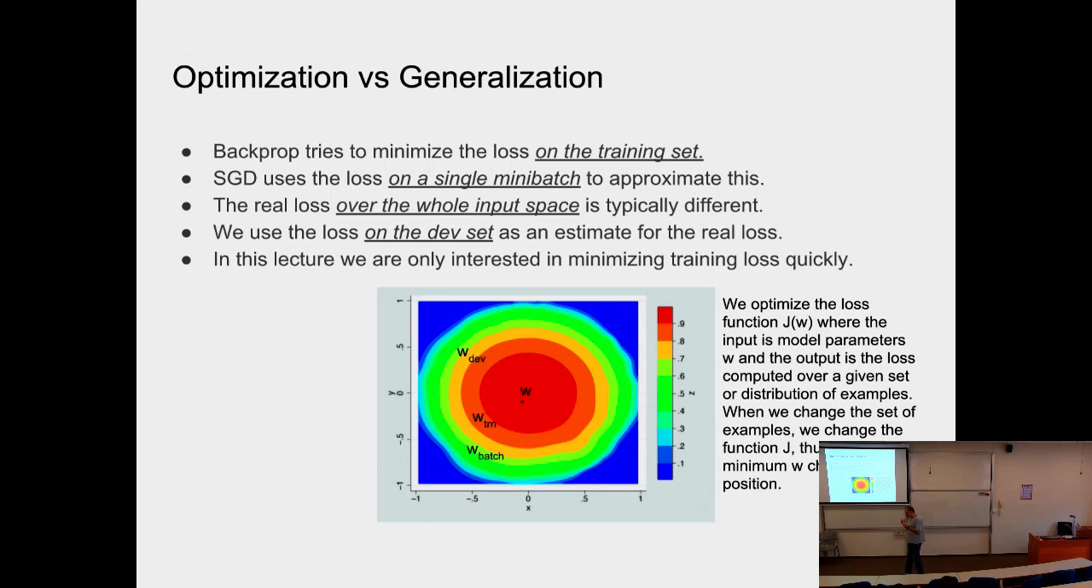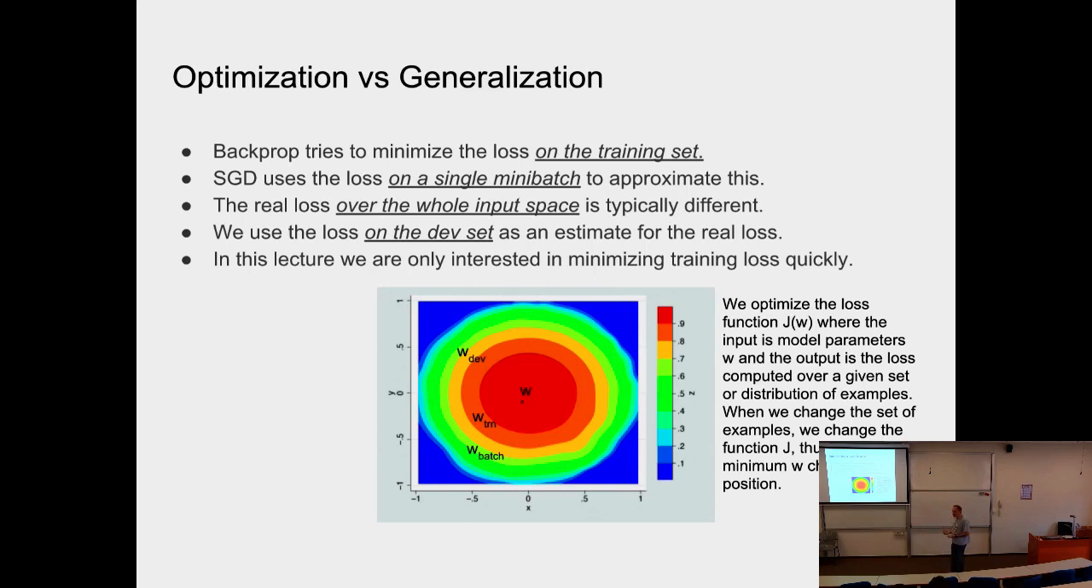So, because we're actually optimizing loss on a fixed finite size training set, we have overfitting. That's what causes overfitting. Overfitting means you're basically learning things specific to this data set rather than things that apply to the whole space of inputs.